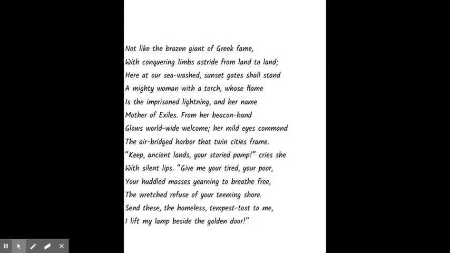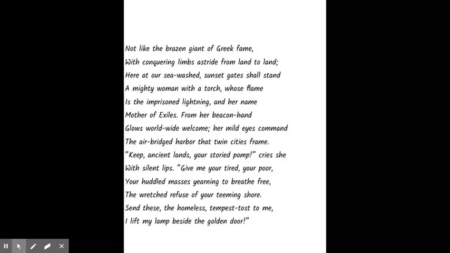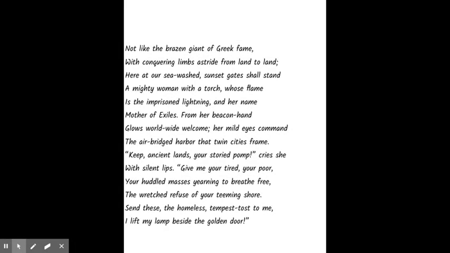A mighty woman with a torch whose flame, again, flame rhymes with fame, and fame was an A, so flame must also be an A. Is the imprisoned lightning and her name. Oh, flame, name, fame, another A. Mother of exiles from her beacon hand. Well, there we go again. Land, stand, hand. B, right?